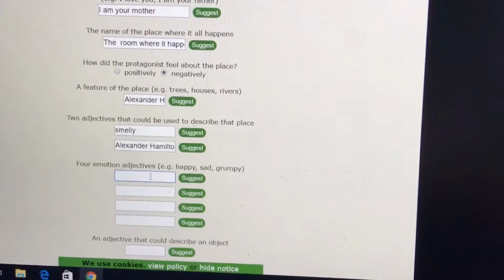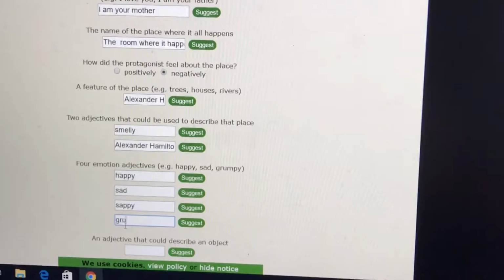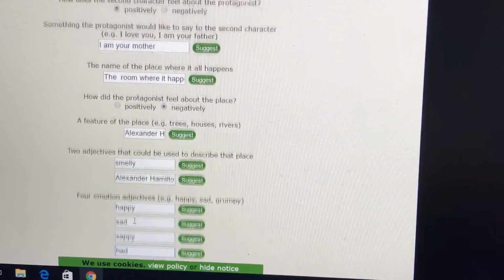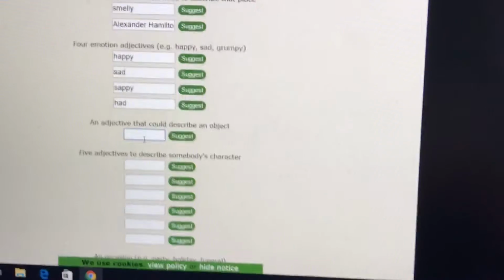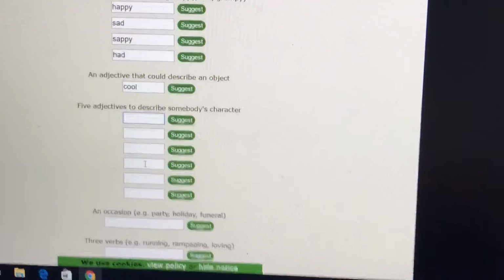Four emotion adjectives: happy, sad, sappy, and had. What's had? It's a combination of happy and sad. Okay, just an adjective to describe an object: cool. Five adjectives to describe someone's character.